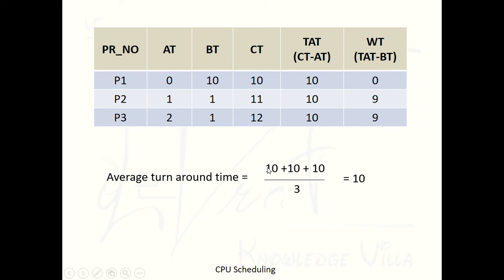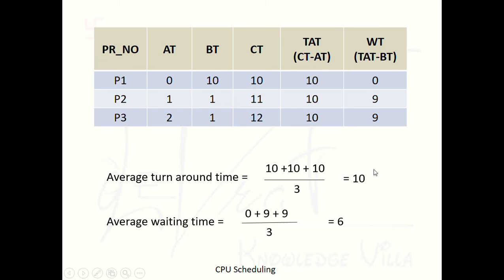So it is again a reasoning tip: the values are the same, so there is no need to make the total and divide. Keep this type of trick in your mind. For the average waiting time, we will make the total of these three values, 0 plus 9 plus 9, and divide it by the total number of processes. The total number of processes is 3, so 9 plus 9 is 18, divided by 3, we get 6.